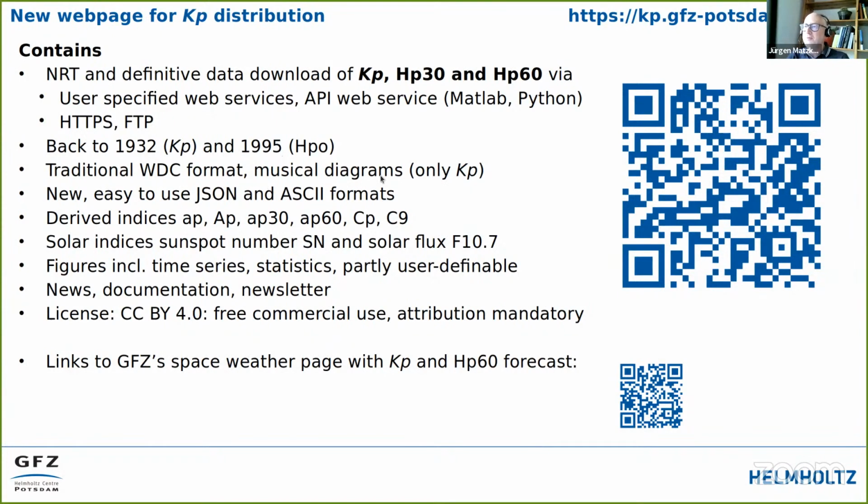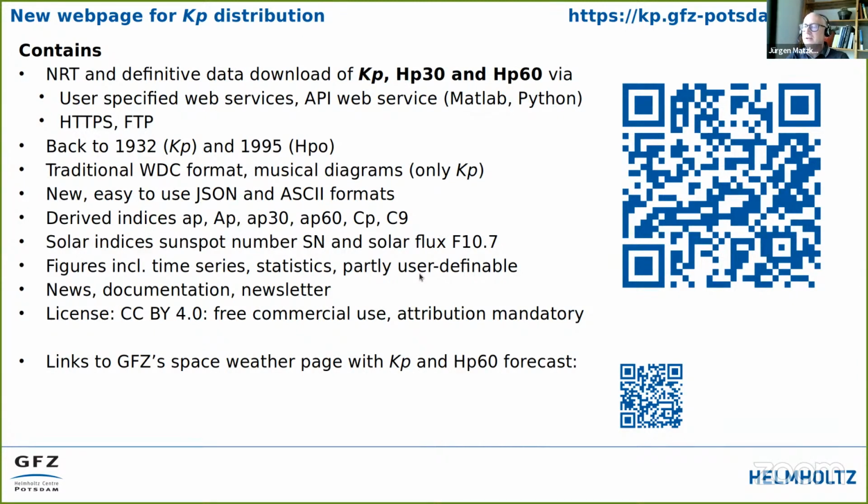We still have the beautiful musical diagrams for KP. We have web services. We provide you MATLAB and Python code to download it directly from the server. We provide also the derived indices like AP and the old CP and C9 indices. You can also get data files containing sunspot number and solar flux, F10.7. It's actually a very, very nice resource if you want to produce plots of these indices.